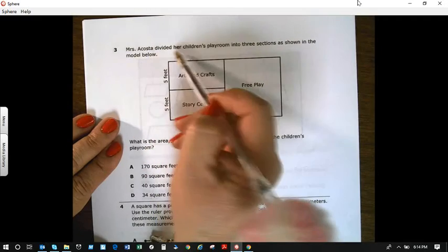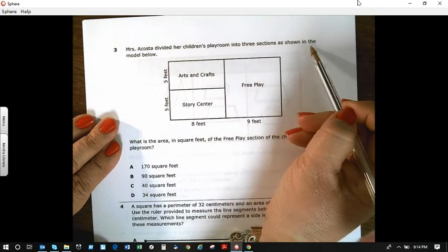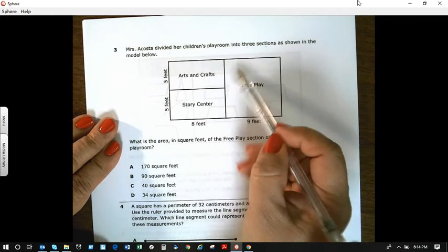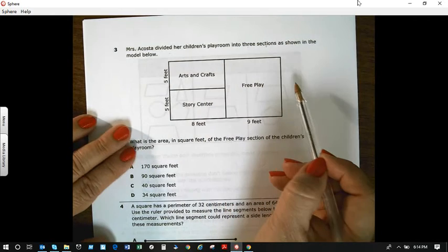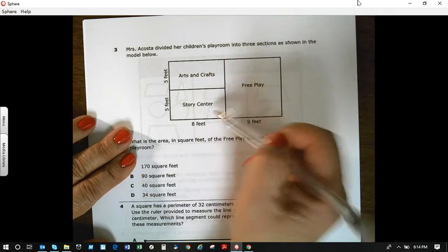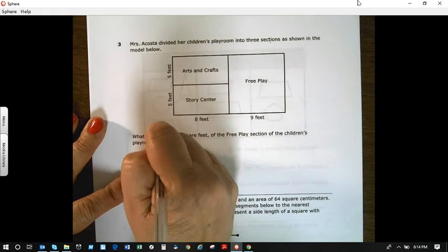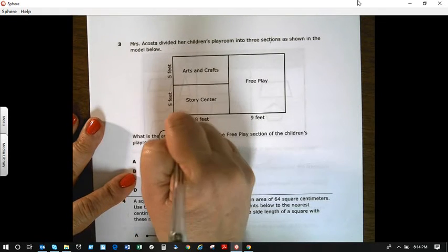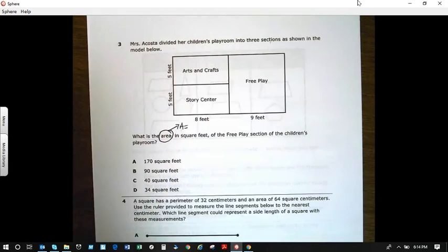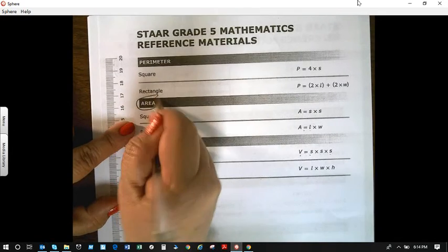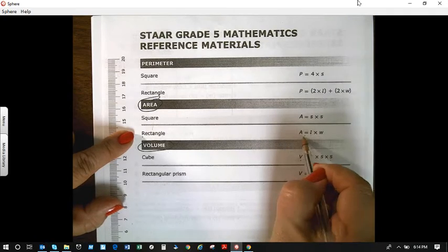Mrs. Acosta divided her children's playground into 3 sections as shown in the model below. So here is the rectangular room that she has, and she broke it up into 3 sections. What is the area? I'm going to circle area. Area equals, if you don't remember area for a rectangle, I'm going to flip this over. Area, go to the area rectangle. Area equals length times width.